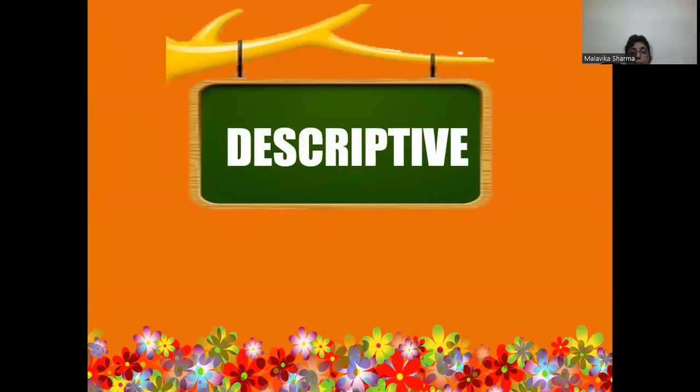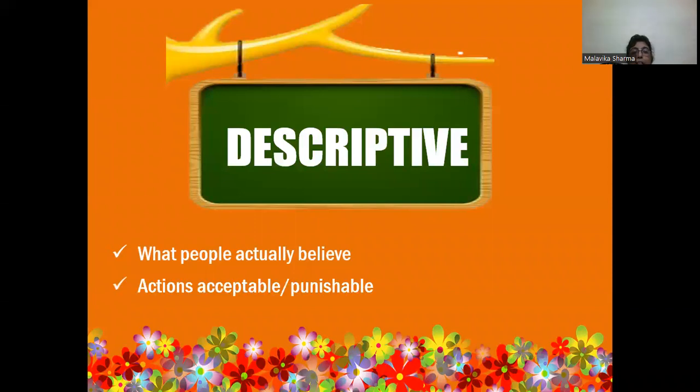Now, descriptive ethics means the moral beliefs of the people, of what people actually believe. Now, this belief may not be right depending on a particular situation, but nevertheless, it only describes the moral beliefs of people. It only states the moral beliefs of the people, and it does not go further than that in trying to find out whether it is right in a particular situation or not. We can say that whether the actions are acceptable or punishable, that is not taken into account. The beliefs of the person are just stated.